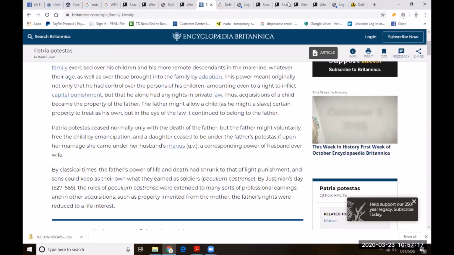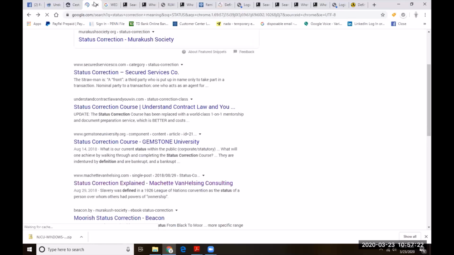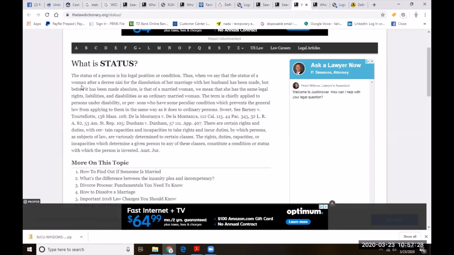However, if we go back to status, not status correction, let's go back to status. The status of a person and his legal position or condition. Thus, when we say the status of a woman after the decree, and let's not read it all, but read it for yourself. But I'm going to make the point like this. Let's go back here and try to make the point. My parents were married at my birth.